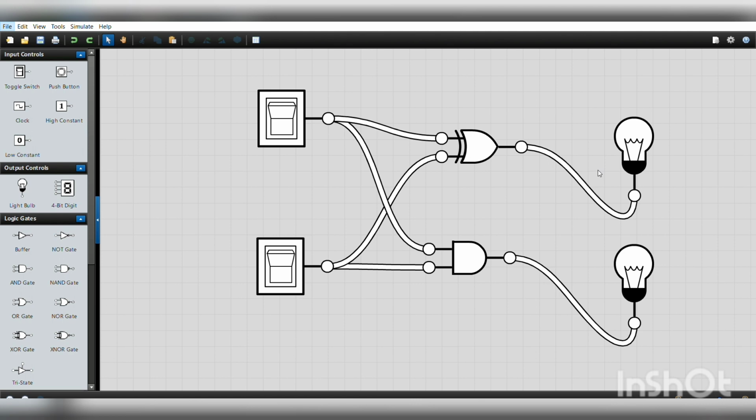As per the truth table, if both the inputs are 0, your sum is 0 and your carry is also 0. And if your inputs are 0 and 1, your sum is 1 and your carry is 0. And when your inputs are 1 and 0, your sum is 1 and carry is 0. And when your inputs are 1 and 1, your sum is 0 and your carry is 1. So this is your half adder circuit.